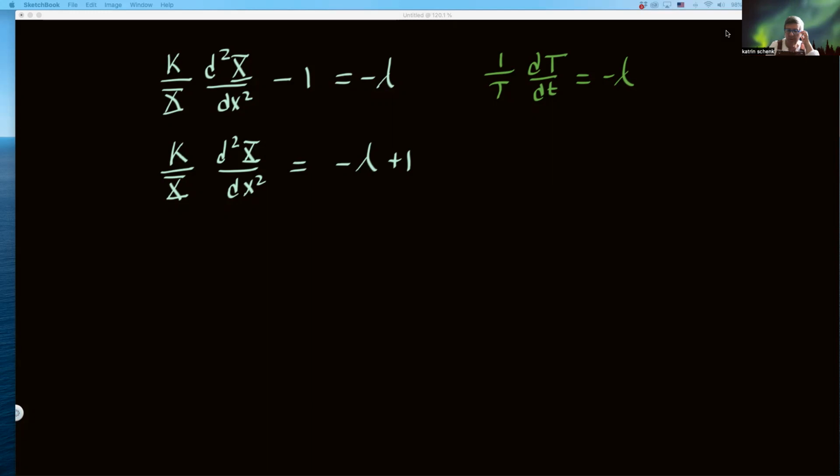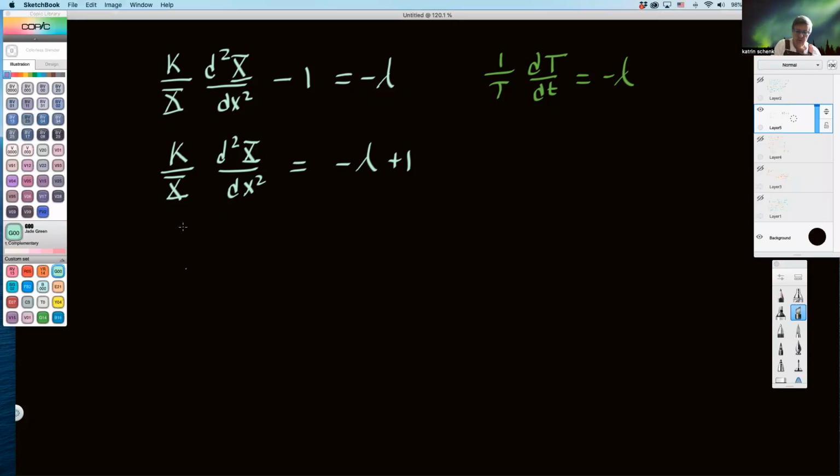At this point, you see we have this pesky K here. If we divide by K on this equation, here we go. That's going to give me 1 over X, d squared big X, d little x squared, and then equals minus lambda over K plus 1 over K.